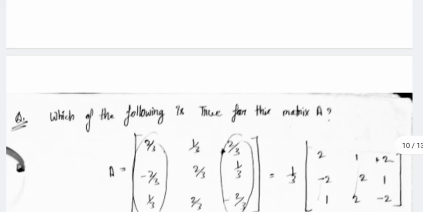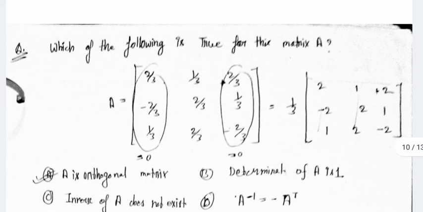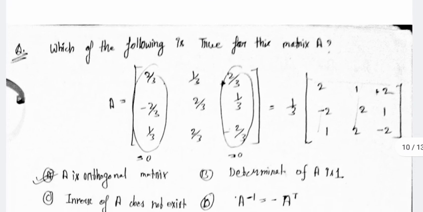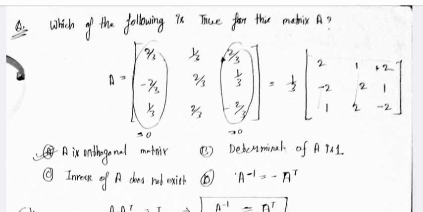The next question asks which of the following is true of the matrix A. So here matrix A is given like this. After taking the common part of 1 by 3 out, we get the matrix 2 1 2 in the first row, minus 2 2 1 in the second row, and 1 2 minus 2 in the third row.